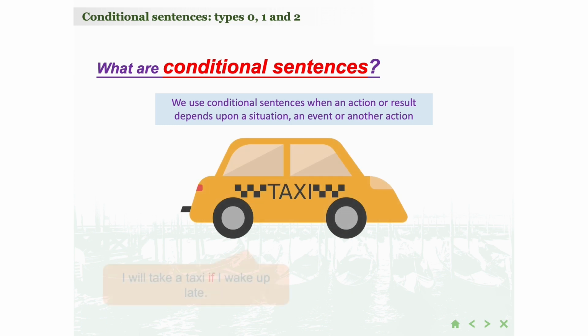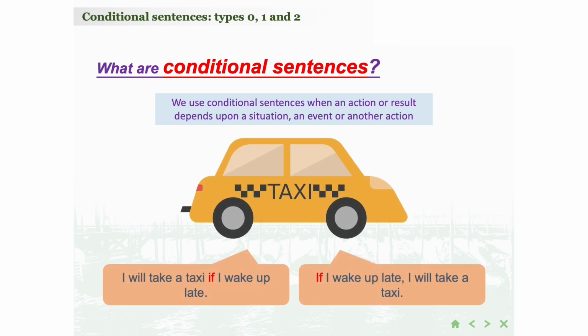Here is an example. I will take a taxi if I wake up late. This sentence can also be written as, if I wake up late, I will take a taxi. The if clause can come before the main clause or after it. This sentence means that the action of taking a taxi depends upon the situation of the speaker waking up late.